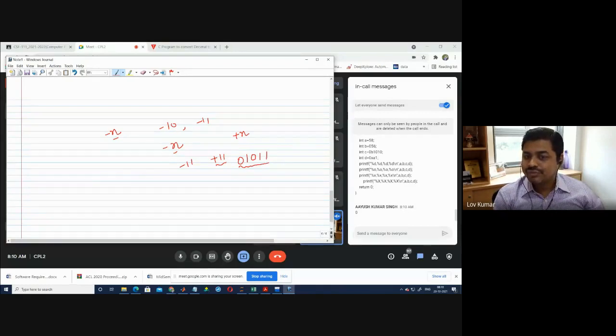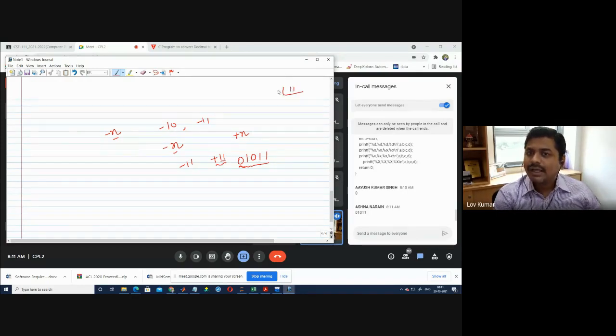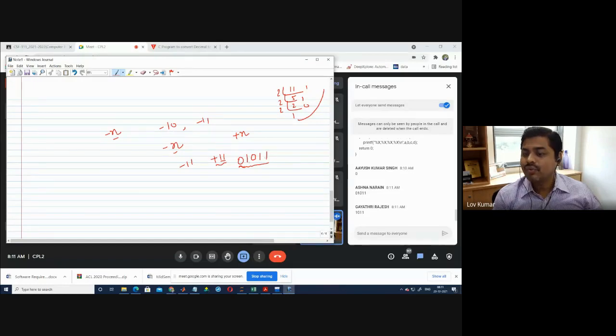Because the first 0 basically represents the sign, and if you are writing 0 means the sign is positive. And 1, 0, 1, 1 basically represents 11. How are we going to find the binary representation of 11? 11 divided by 2, we are getting 5, remainder 1. 5 divided by 2, we are getting 2, remainder 1. 2 divided by 2, we are getting 1, remainder 0. So we will write in the reverse order 1, 0, 1, 1.